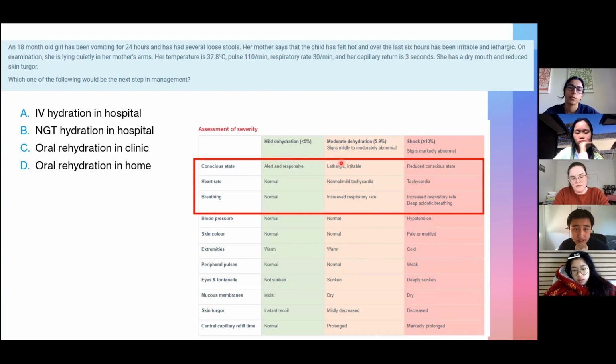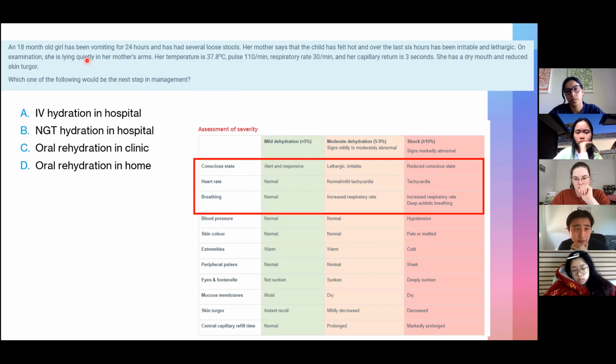If you compare the first column between mild, moderate, and shock, in patients with mild dehydration, they are alert and responsive. In patients with moderate, they are lethargic and irritable. And in shock, as you would expect, they have reduced conscious state. And if you look at the vitals, normal for mild, mild tachycardia for moderate, and I'm assuming moderately tachycardic for severe. Essentially, those are the things that help you tell what's mild from what's moderate from what's severe.